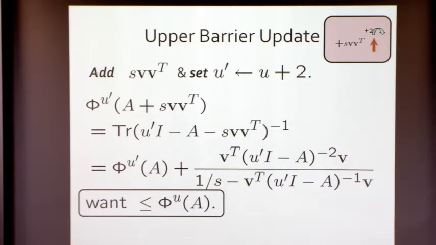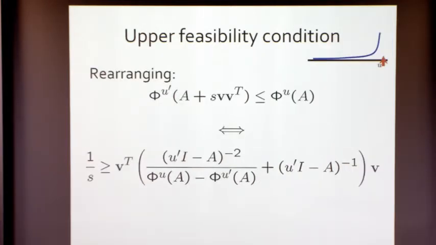Well, I just rearrange this inequality, right? And I get that this new potential at the shifted barrier, after adding S times this vector, is at most the old potential, if and only if this is true. This is literally just by rearranging what I showed you on the previous slide. Okay, now what is this saying? It's saying that I can add S times a vector V if 1 over S is at least some quadratic form of some matrix, which I'll get to in a moment, with V.